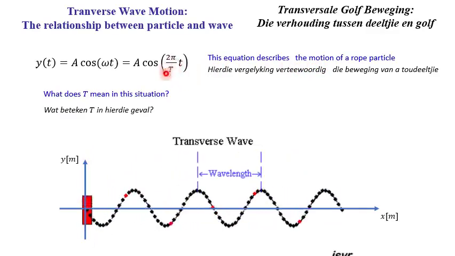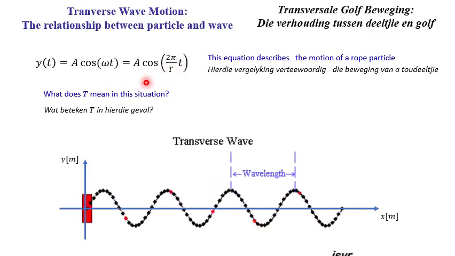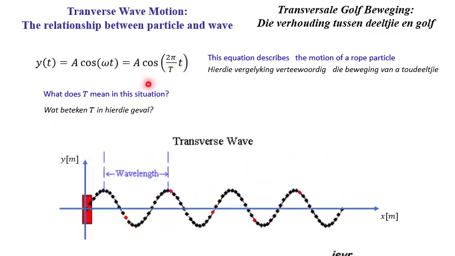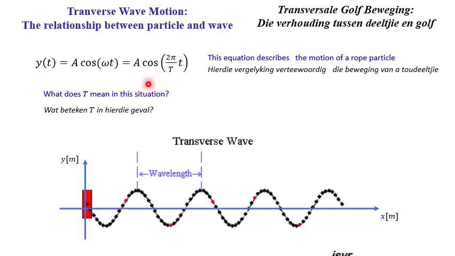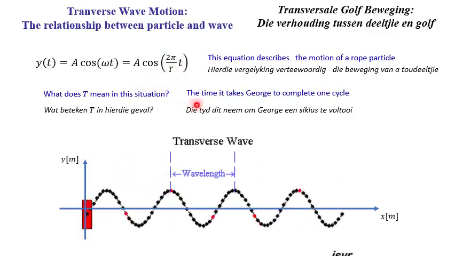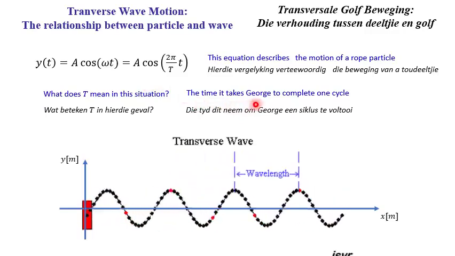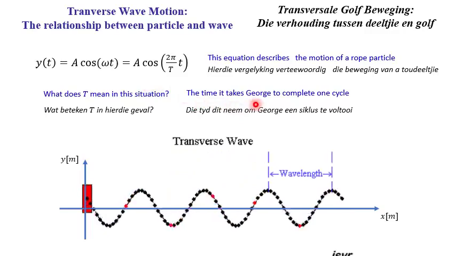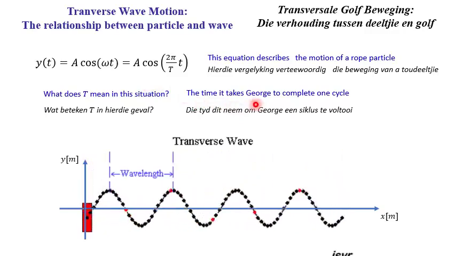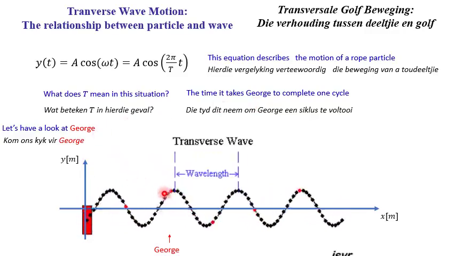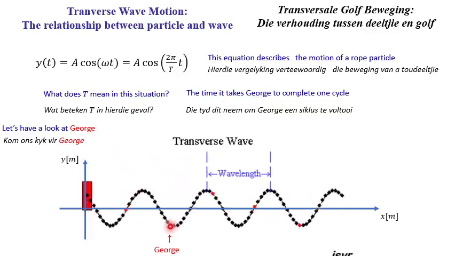What does T mean in this situation? Well, T is the period. So what's the definition of the period? It's the time it takes to complete one cycle. So in this case, it's the time it takes for a rope particle, for example, George, to complete one cycle. So what exactly does that mean in this situation? Well, let's have a closer look at George. I'm going to name this particle over here George.